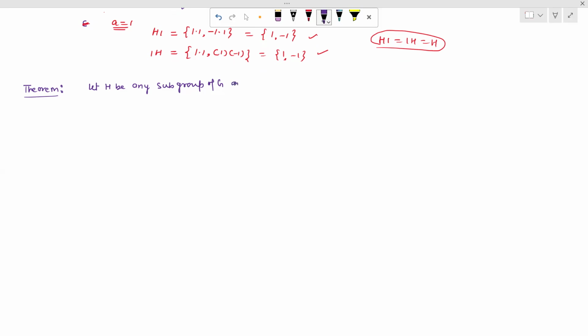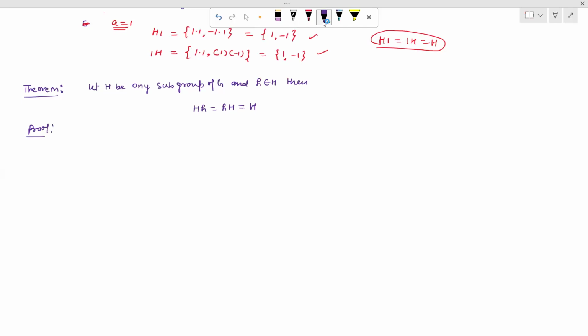And small h belongs to H. So then Hh is equal to H, equal to hH. This is a very important theorem: right coset equal to left coset equal to H. So now we are proving this theorem.